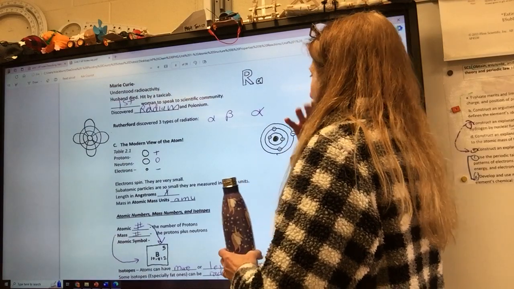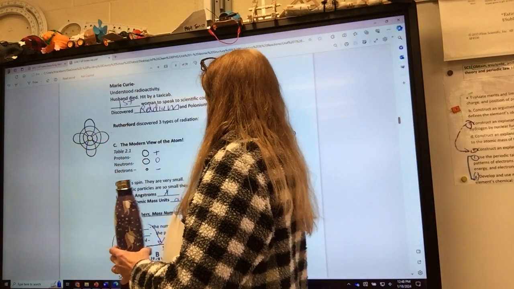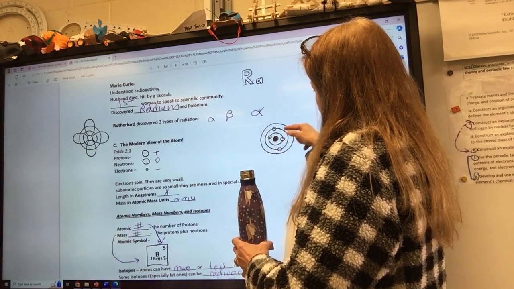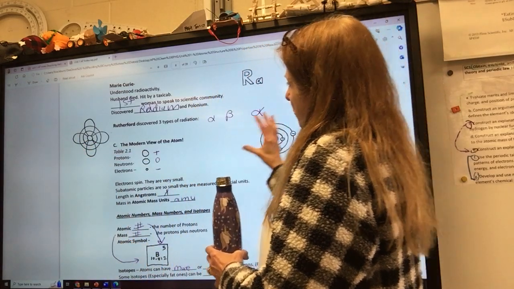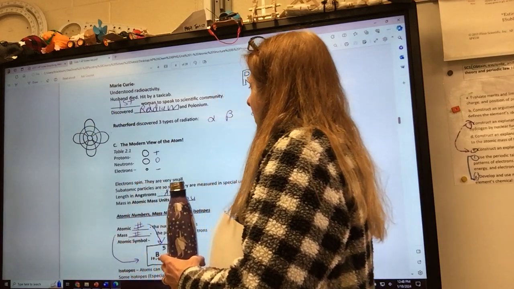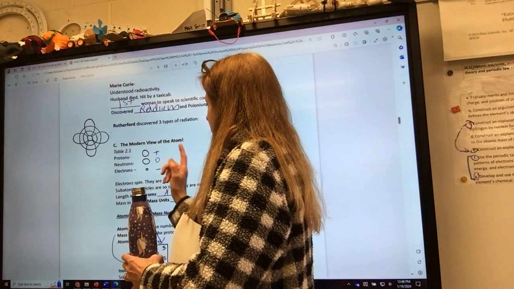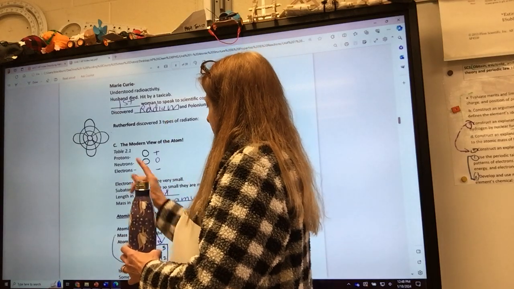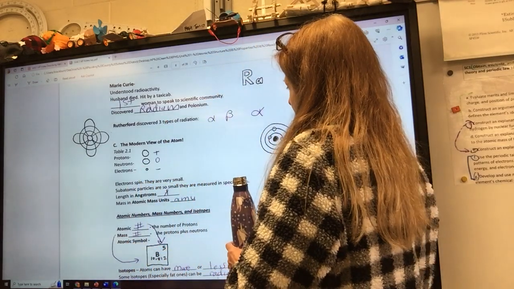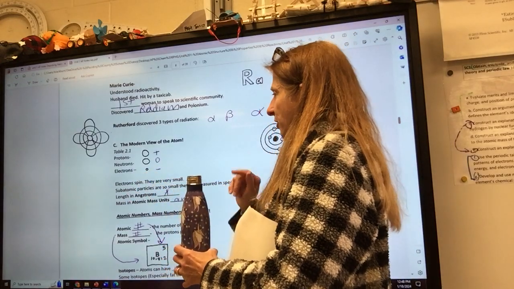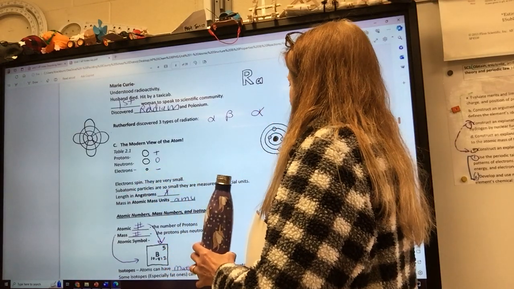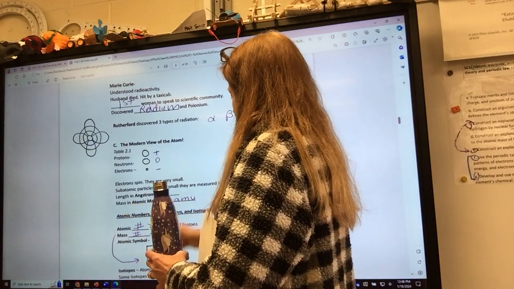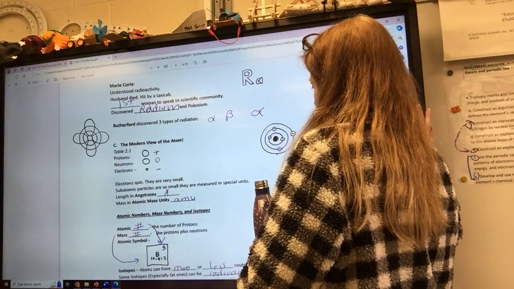Okay, the modern view of the atom is the electron cloud. Here are our electrons. There are their orbitals. Bohr figured out that these electrons are in levels, and now we know more, they're in orbitals. So protons are positive, neutrons neutral, and electrons are negative. Protons and neutrons are big, and in the nucleus; electrons are little. They're around the cloud. Electrons spin. They're very small. Subatomic particles are so small they're measured in special units called angstroms. And the mass is the AMU, the atomic mass unit.